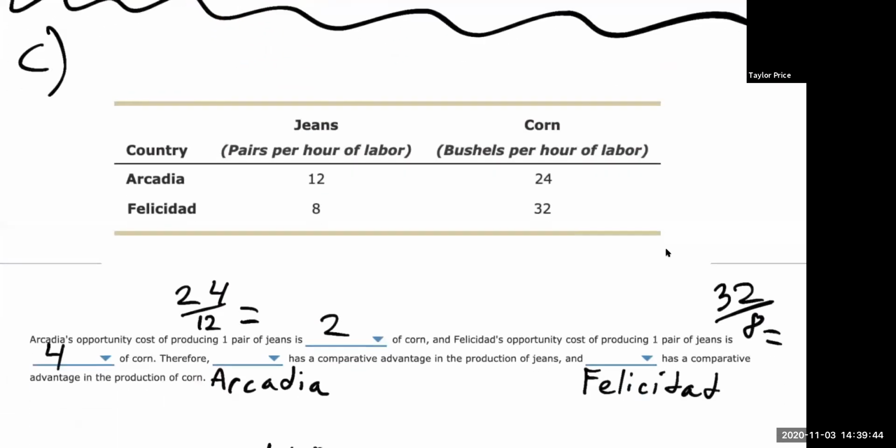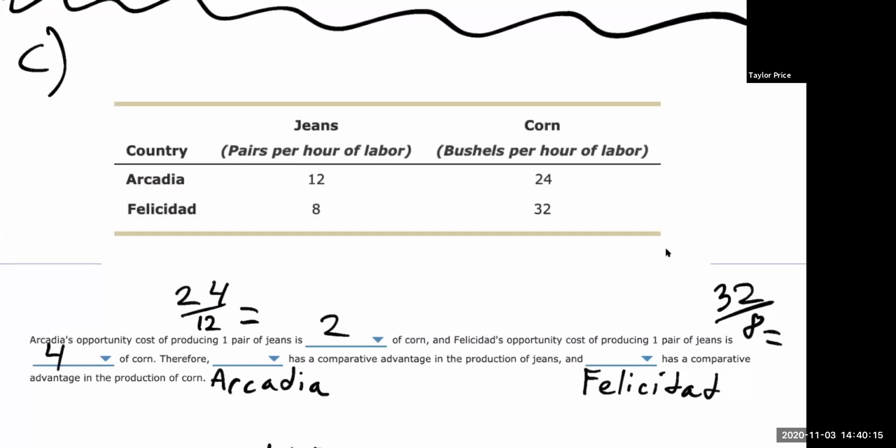The next question was asking about two different countries and their production of jeans and corn. The first thing you want to do when looking at this is look at the opportunity cost of producing one pair of jeans. If you're trying to produce jeans, corn is going to go on the top, and jeans are going to go down here, which is going to give you 2 units of corn.